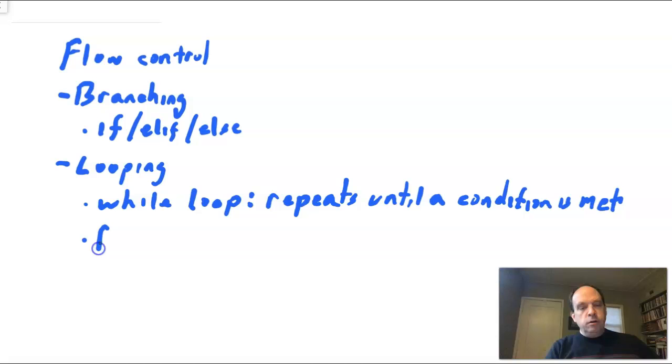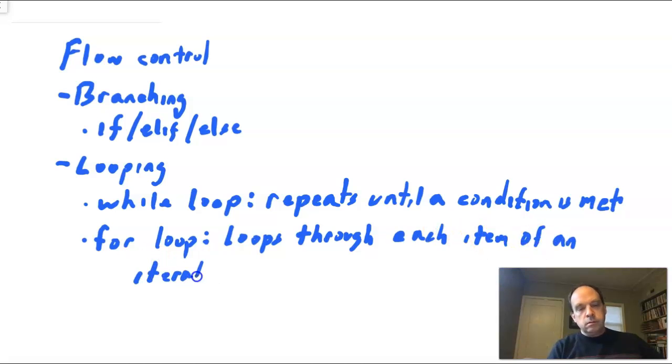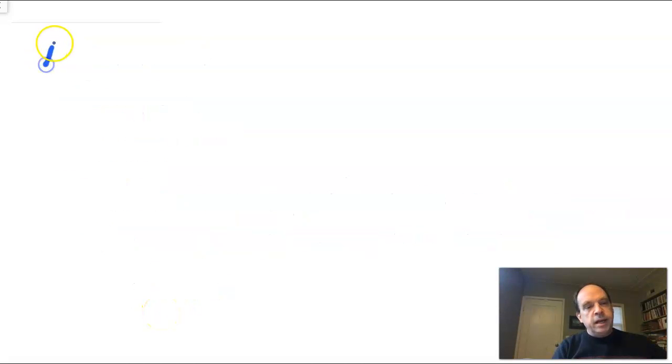And now we'll see the for loop, which loops through each item of an iterable. Of course, that begs the question, what is an iterable? We need to talk about that before we can talk about the for loop. An iterable is a Python object that contains or generates a sequence of objects and can deliver them one at a time.